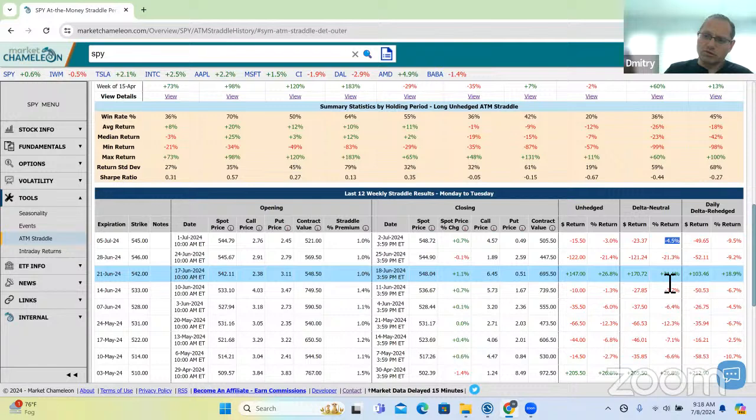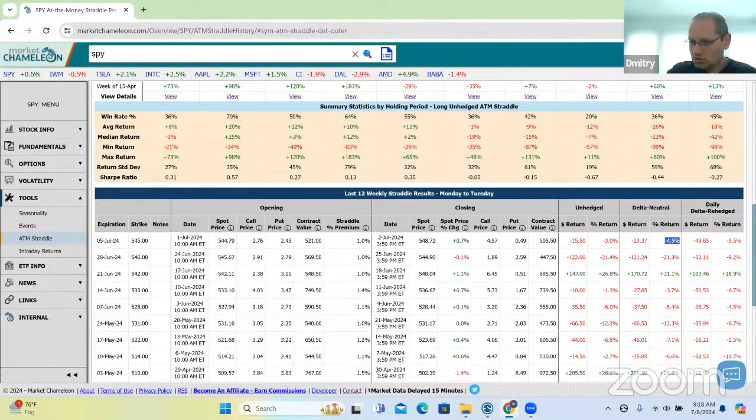Now, here we call that daily delta rehedge. So you hedge the initial delta, and then at the end of the day, you rehedge again to go out end of day delta neutral, right? So the idea there is you hedge your initial delta, but at the end of the day, you want to go out delta neutral for the following day. So you're going to trade your gamma end of day.